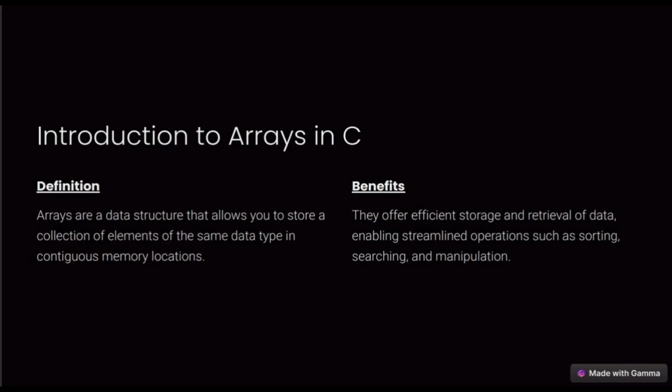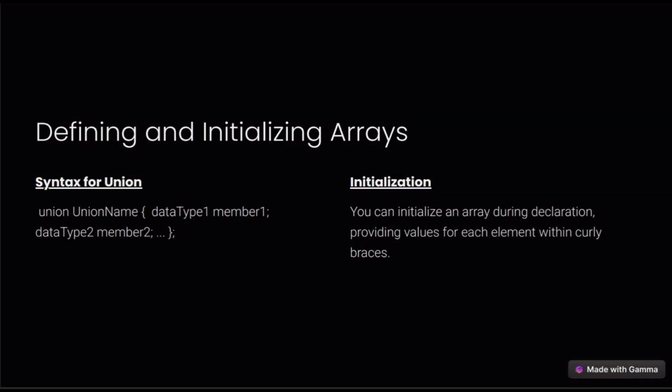Hi, I'm Dhanuja. I'm giving an introduction to arrays in C. Definition: arrays are a data structure that allows you to store a collection of elements of the same data type in contiguous memory locations. Benefits: they offer efficient storage and retrieval of data, enabling streamlined operations such as sorting, searching, and manipulation. Defining and initializing arrays.